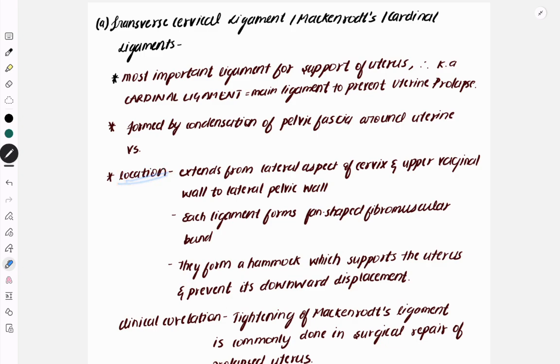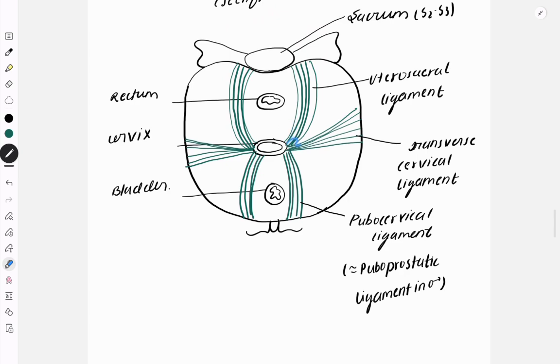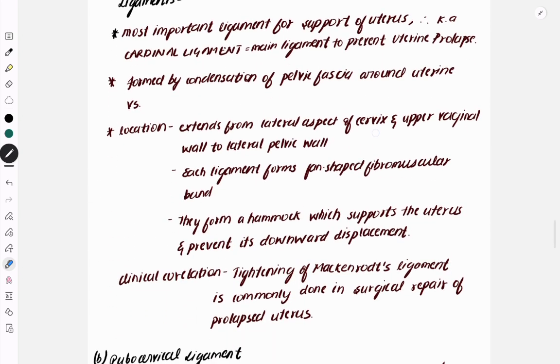If we speak about the location of the transverse cervical ligament, first of all it extends from the lateral aspect of the cervix as well as the upper vaginal wall, and then it will run towards the lateral pelvic wall. This has already been shown in the diagram. It starts from the lateral wall of the cervix, then it extends laterally and attaches to the lateral pelvic wall, and therefore it is called the transverse cervical ligament.